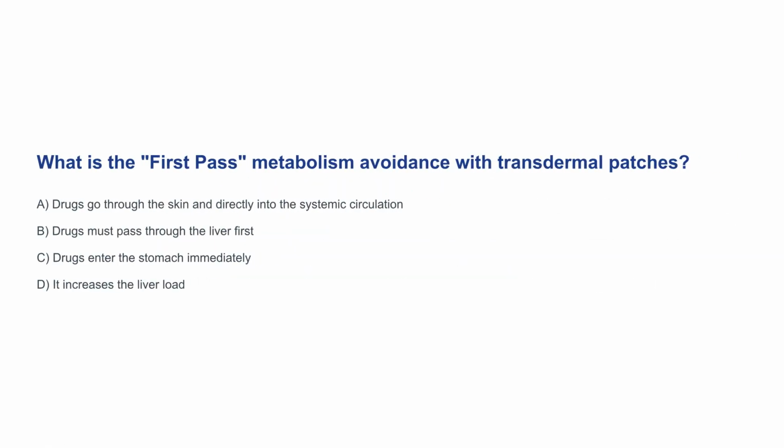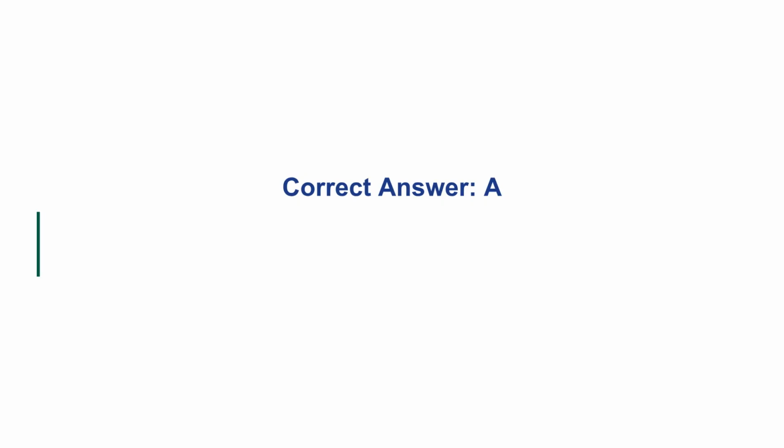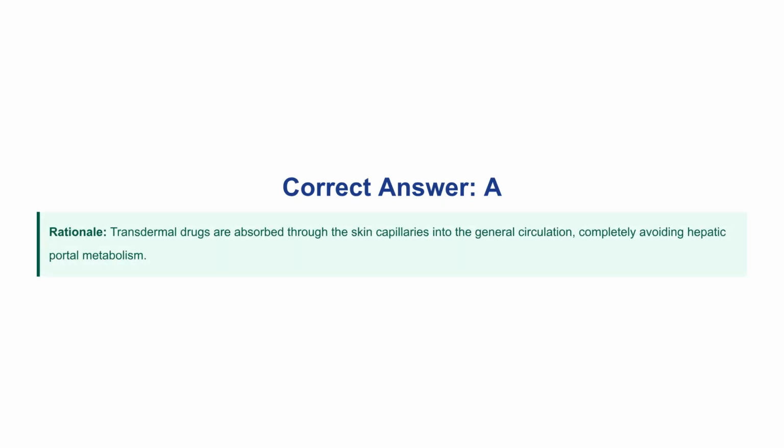How does the use of transdermal patches relate to avoiding the first-pass metabolism? The correct answer is A. Transdermal drugs enter the systemic circulation via skin capillaries, completely bypassing the hepatic portal system and first-pass metabolism.